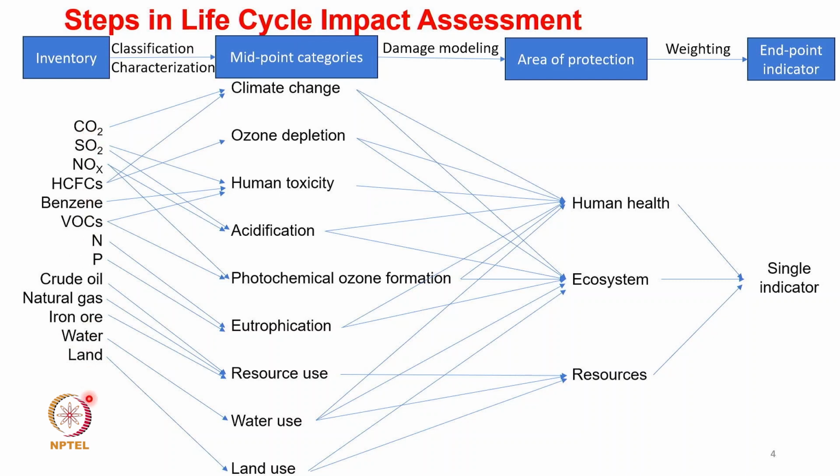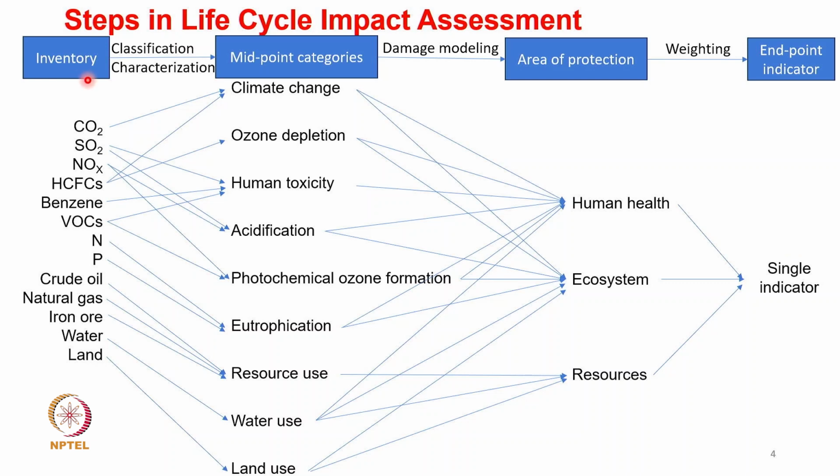So your inventory due to all of these inputs would result in some of these effects that are tangible, which again we could further summarize. For instance, climate change and ozone depletion could affect human health. Of course, climate change can hamper ecosystems, and acidification can hamper human health and ecosystems. All these bigger categories could again be summarized into three categories, which are human health, ecosystem, and resources, which we will be able to summarize as a single point indicator.